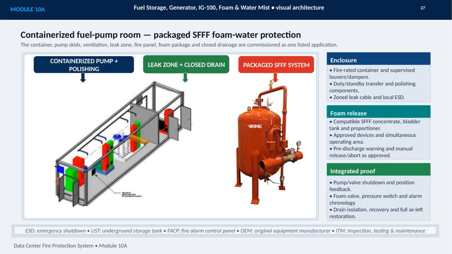Release sequencing also includes a pre-discharge warning, along with manual release and abort functions where approved. The final section focuses on integrated proof testing. That means verifying pump and valve shutdown, position feedback, foam valve operation, pressure switch response, and the expected alarm chronology. It also means confirming drain isolation, recovery, and complete restoration to the as-left condition. In short, protection is demonstrated as one coordinated system, not simply as a collection of installed components.